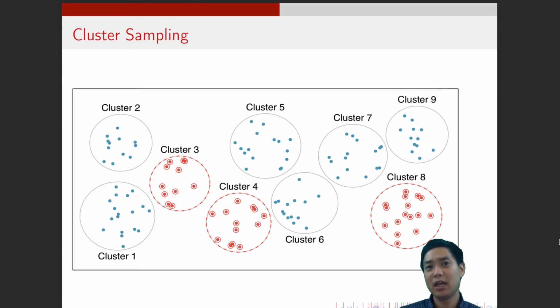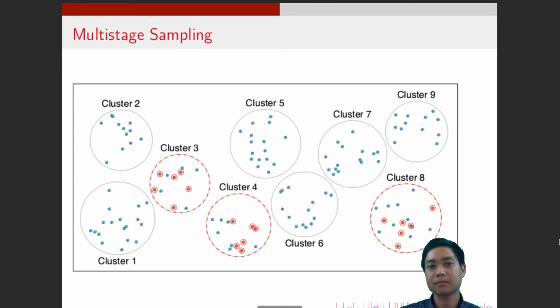Cluster sampling is a similar process where you're grouping the people in the population, but you are only taking everybody within some clusters. So clusters 3, 4, and 8 here. Multi-stage sampling is a combination where we take clusters 3, 4, and 8, but we only take a few from each of those clusters.